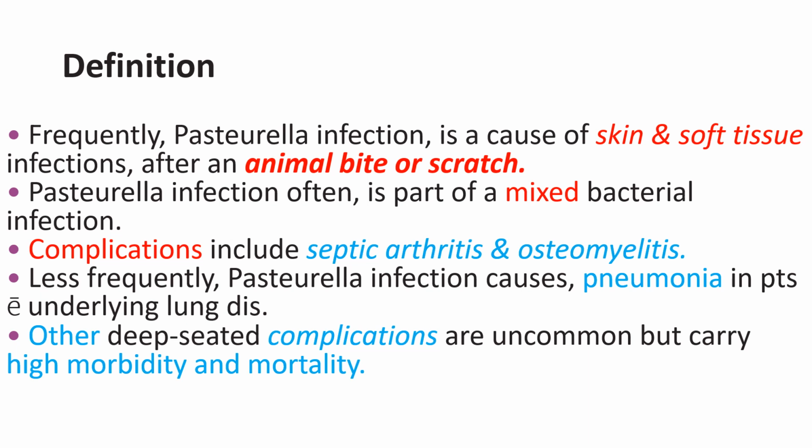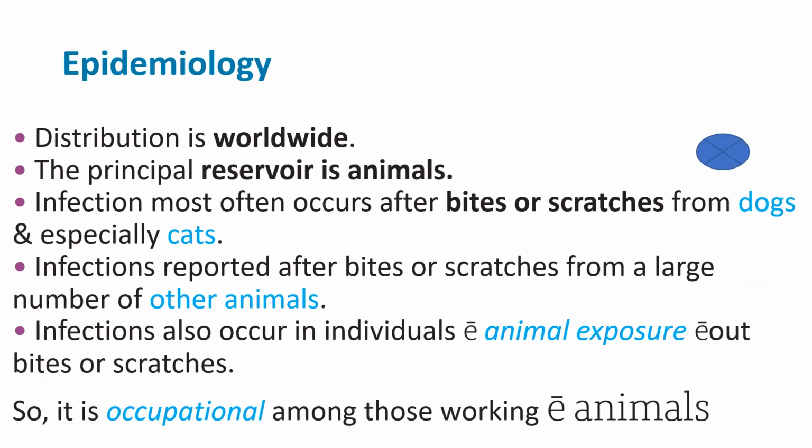Definition: frequently Pasteurella infection is a cause of skin and soft tissue infections after an animal bite or scratch. Pasteurella infection often is part of mixed bacterial infections. Complications include septic arthritis, osteomyelitis. Less frequently, Pasteurella infection causes pneumonia in patients with underlying lung disease. Other deep-seated complications are uncommon but carry high morbidity and mortality.